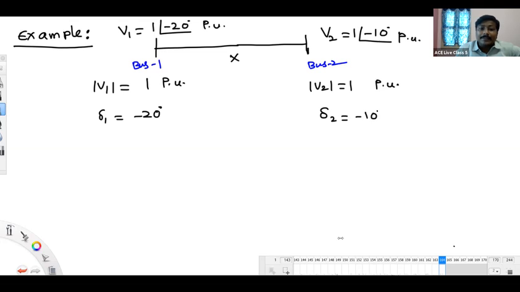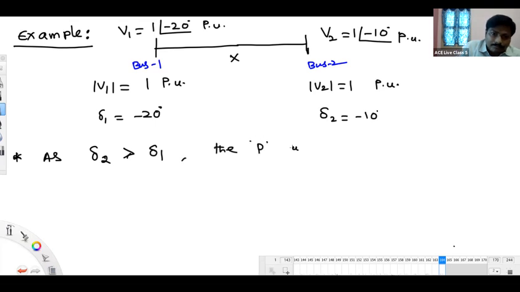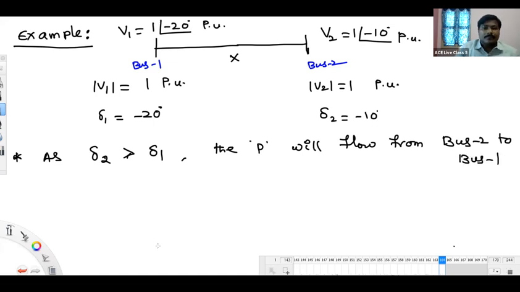See, we have to compare delta 1 with delta 2. Delta 1 is minus 20, delta 2 is minus 10. Which angle is greater? Delta 2 is greater compared to delta 1. So real power will be flowing from bus 2 to bus 1. As delta 2 is greater than delta 1, the real power will flow from bus number 2 to bus number 1.